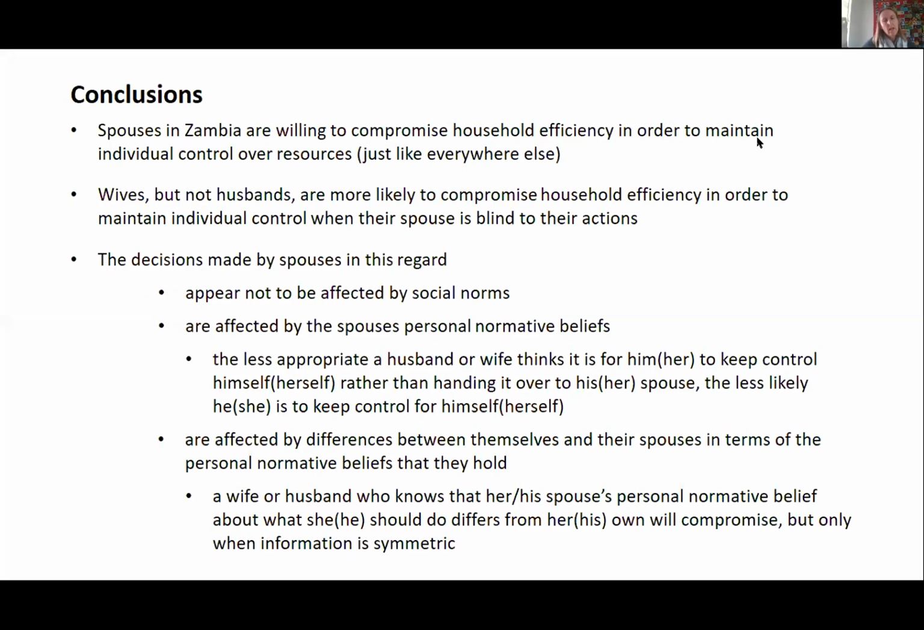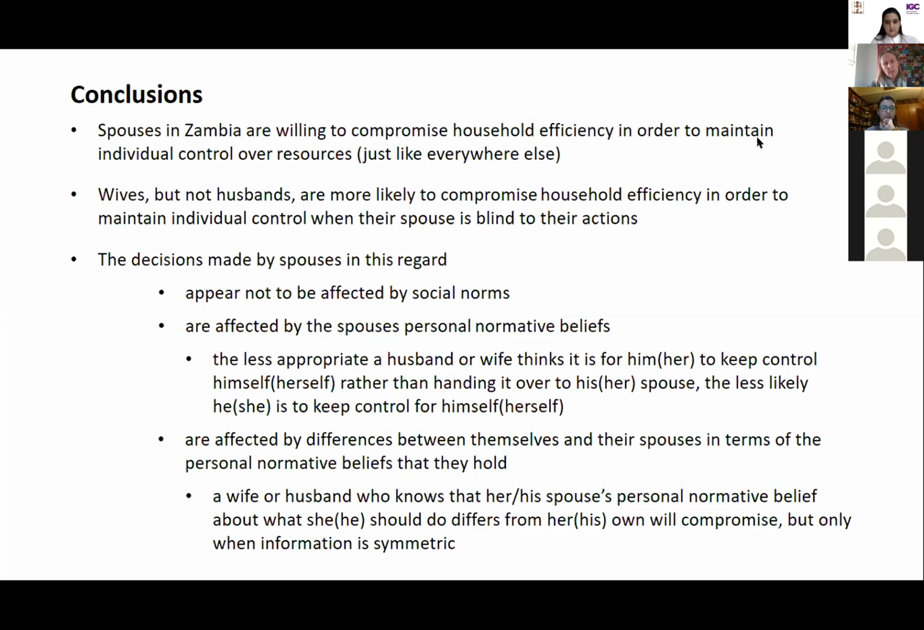Okay. But that's not the research question. The research question is about hiding behavior and efficiency compromising behavior on the part of husbands and wives. Okay, so in terms of what our results say about coordination between husbands and wives in everyday life, what we've got is evidence that when husbands and wives disagree about what each of them ought to be doing with resources, each of them is more inclined to compromise household efficiency when they can. In other words, focus on a wife.